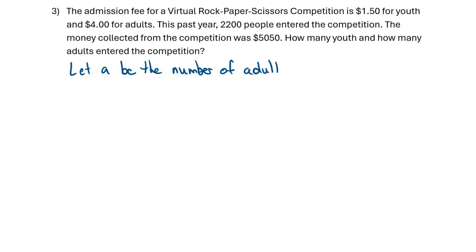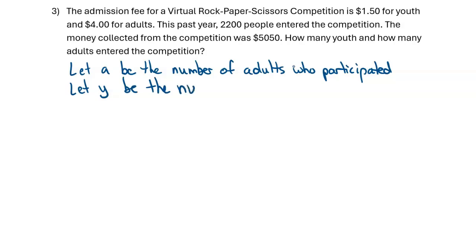First thing we need to do is define variables here. And so we're going to let A be the number of adults who participated. If A is the number of adults who participated, then Y would be the number of youth who participated. The reason that we always define it as the number who participated is because it allows us to find what it's asking in the question. It's all about defining what was asked in the question. The question is there at the end.